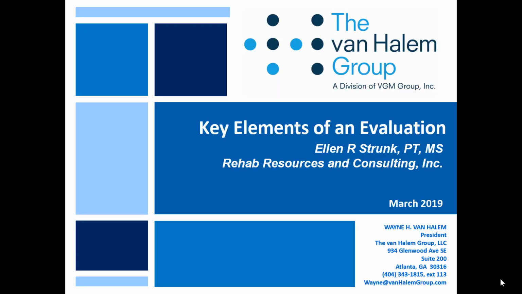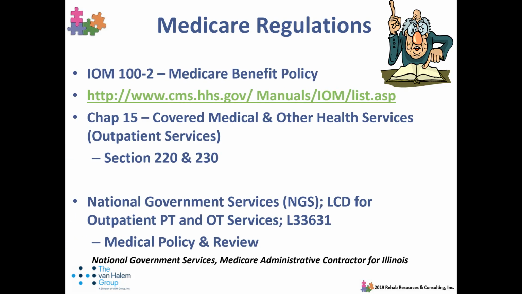This documentation module is on the key elements of an evaluation. All of the documentation requirements and guidelines are found in the Medicare Benefit Policy Manual. Manual 100-2 includes more than 20 chapters, and Chapter 15 is the one that describes what is required in outpatient PT, OT, and ST documentation.